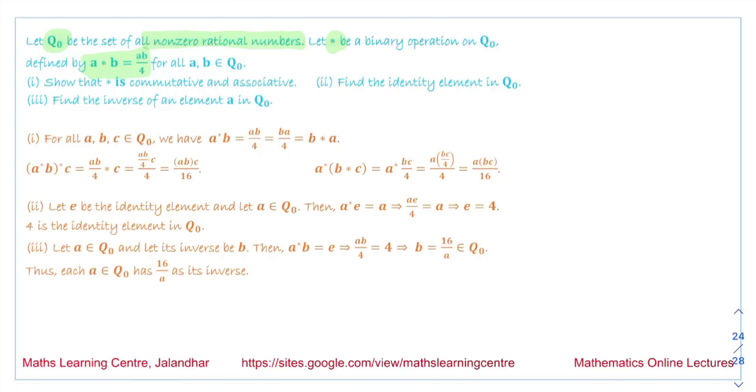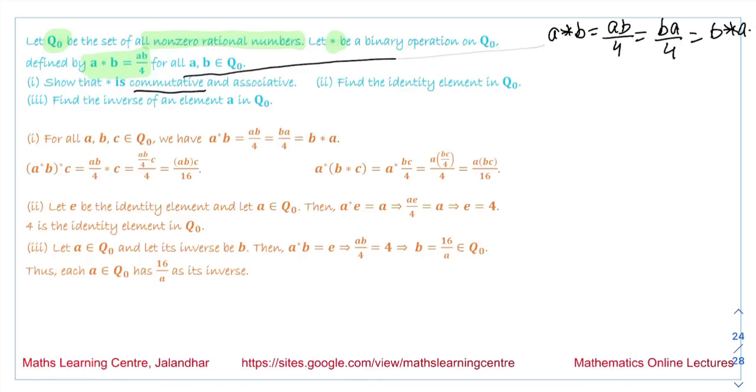First of all, we are talking about commutativity. So A star B is equal to AB by 4, that is equal to BA by 4, that is equal to B star A. It means this operation is a commutative operation.